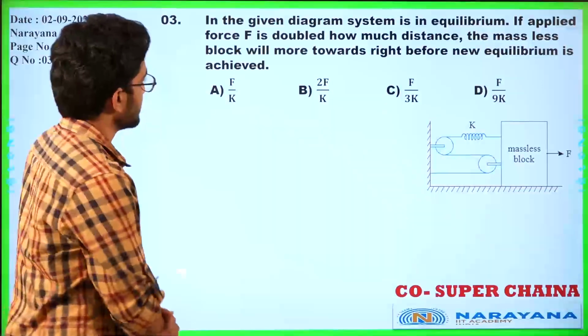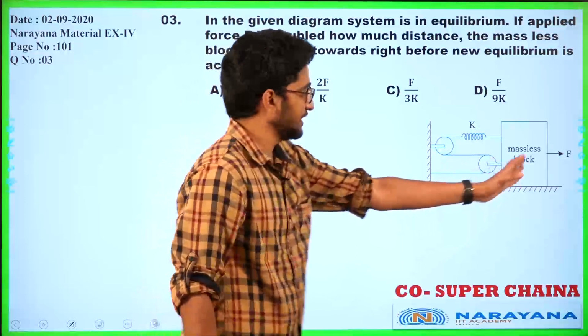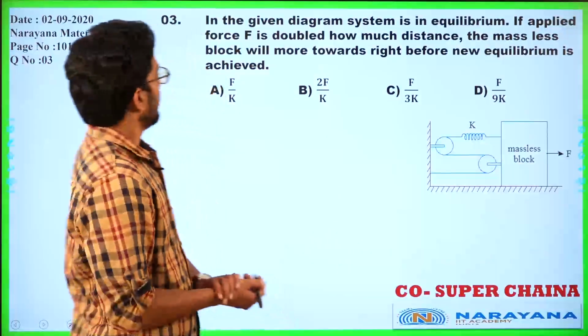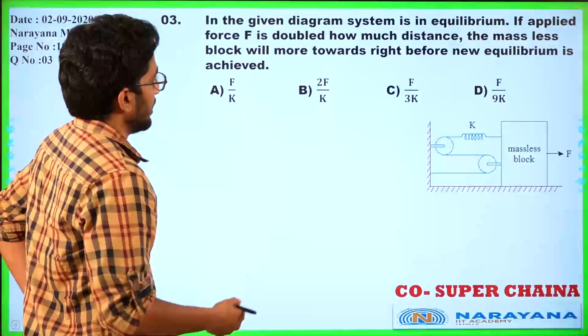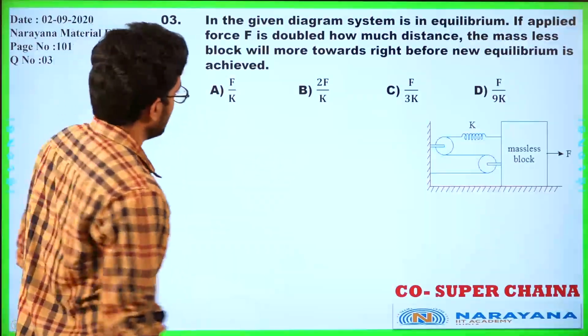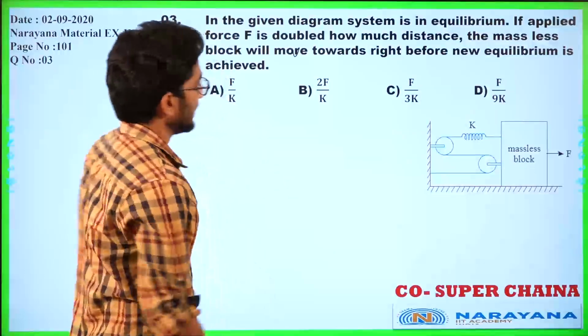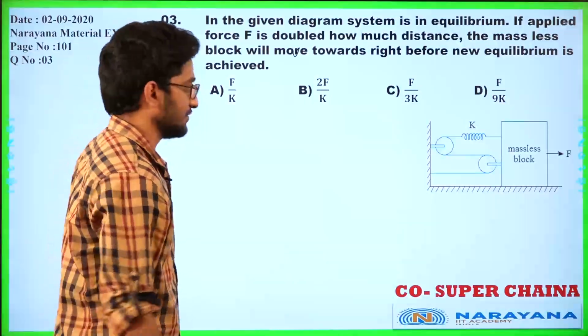So here is the next question. In the given diagram, the system is in equilibrium. So initially everything is in equilibrium. If applied force F is doubled, by how much distance will the massless block move towards right before the new equilibrium is achieved?